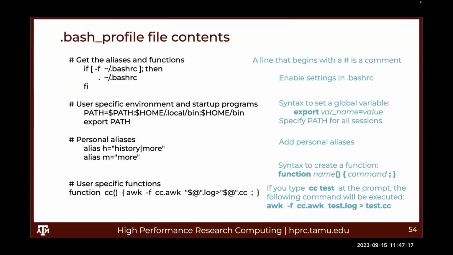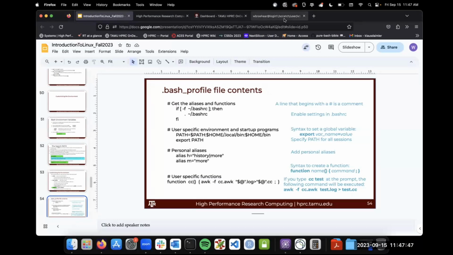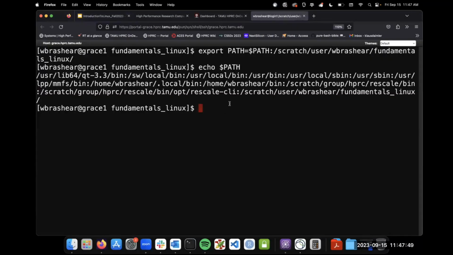If you come to intermediate Linux and start to learn awk and sed and things like that, you can set up things like this, where if you type in cc test at the prompt, then it's going to execute this full command here, awk -f cc.awk test.log, and then write that out to test.cc. So you'll just have to type in cc. That's not cc test, it's a typo.